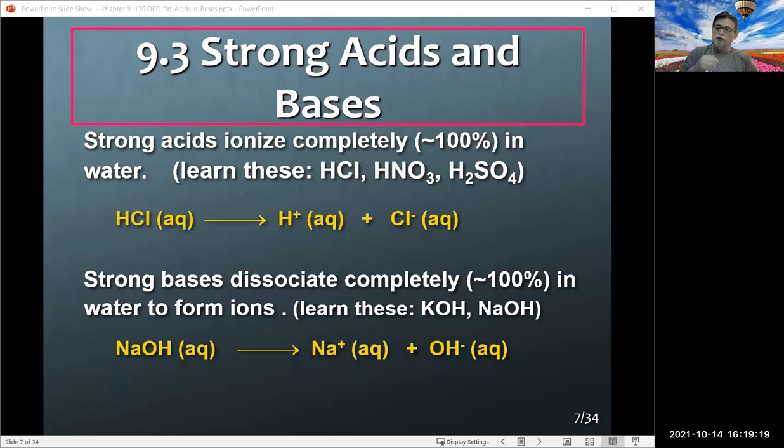Now we have what are called strong acids and strong bases. A strong acid is nothing more than an acid, which is a covalent compound, that will dissociate approximately 100%. That means that if I had 100 units of, let me give you an example.